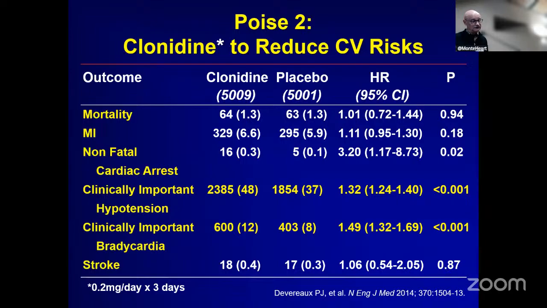Clonidine, you know, when I was growing up, we had a lot of observational studies showing that clonidine seemed to lower perioperative risk. And so the POISE investigators studied 10,000 patients, and there was no effect on mortality at all, but there was hypotension from the drug and bradycardia. Once again, the drug failed the test of a clinical trial.